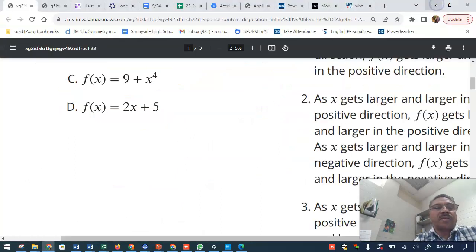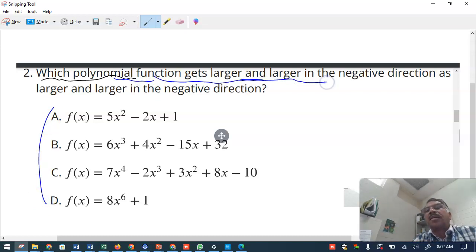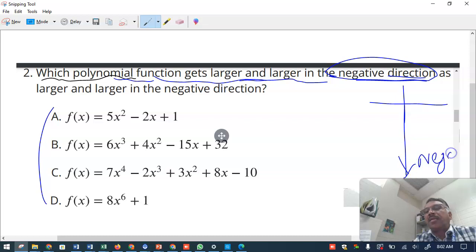So let's go to the next question. This question is asking to check if a student knows which polynomial, there are four of them, among them gets larger and larger in the negative direction. The negative direction means here, this is the negative direction, right? Negative, so down, down, as x becomes larger and larger in the negative direction.